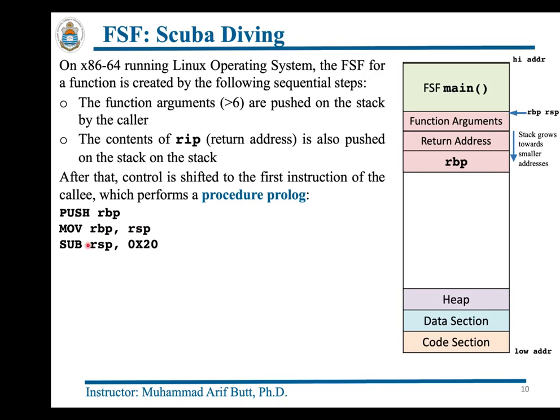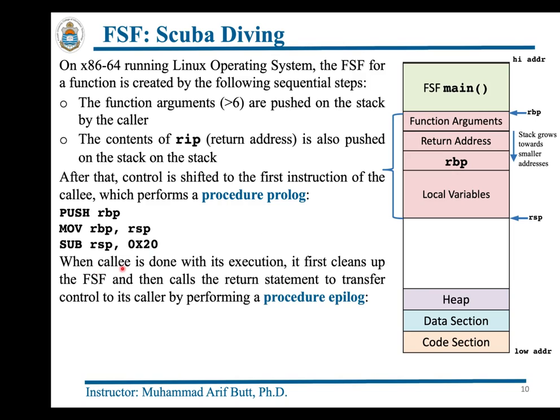And finally, we perform a subtract instruction. We subtract some hex value from RSP. Thus, RSP will be moved down over here. And now this is the function stack frame of the function that is called, containing the four components: function arguments, return address, base pointer, and space for local variables, with the base pointer pointing to the start of the function stack frame and RSP at the top of the stack.